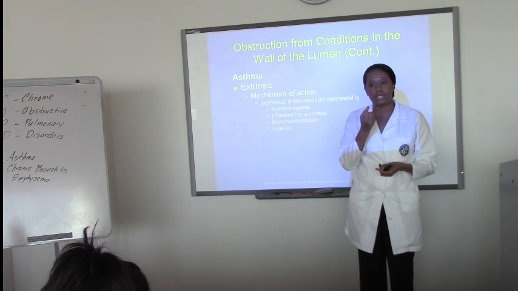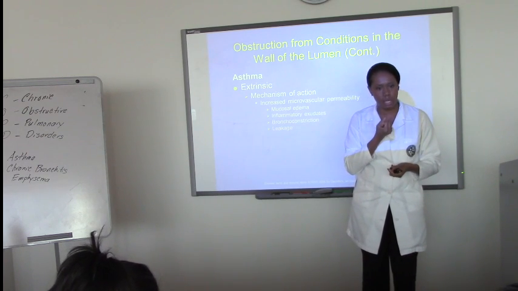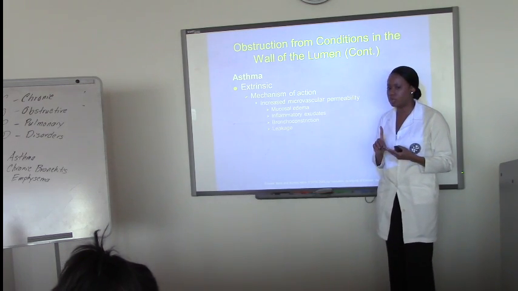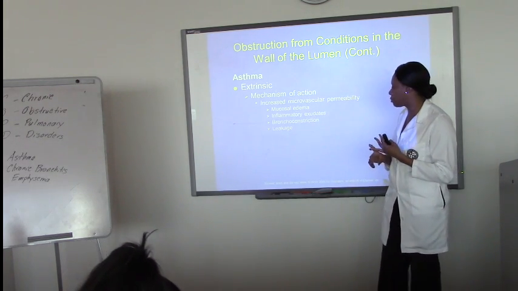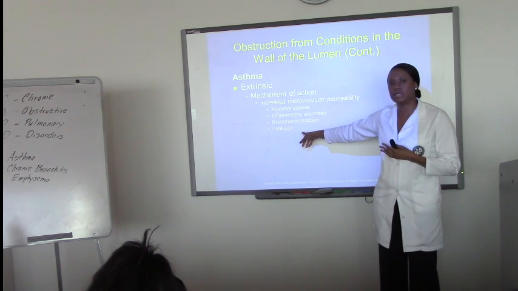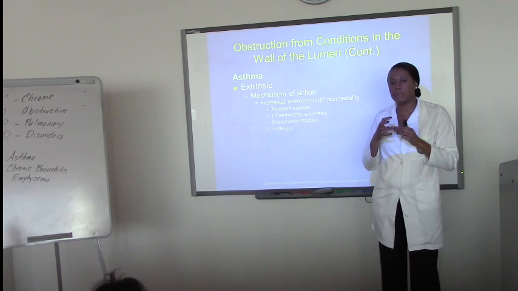And when it constricts, this also causes a decrease in airflow. Okay, so keep in mind, so far we have mucus, we have edema, and then we also have bronchoconstriction. The leakage, I'll explain in a second, but the leakage comes from the capillaries.